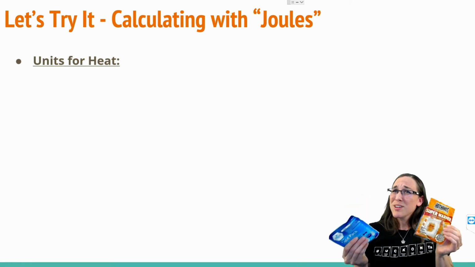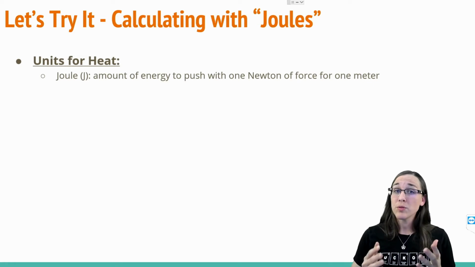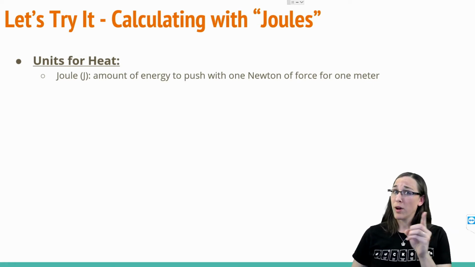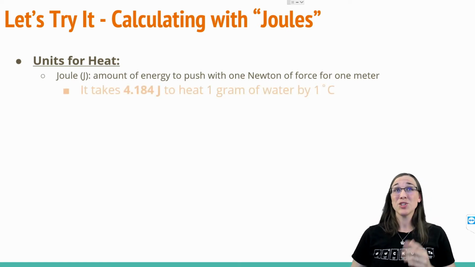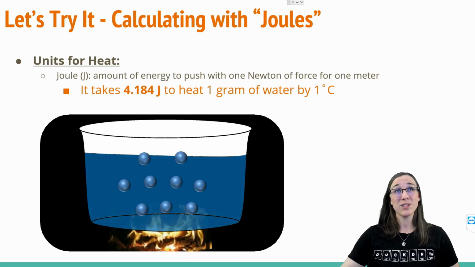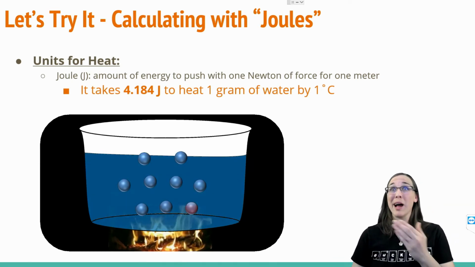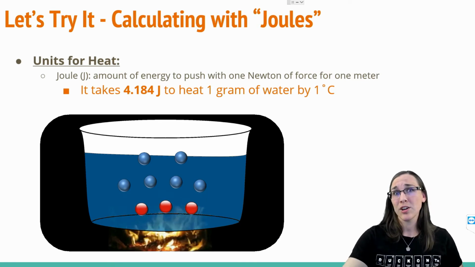But what are the units for heat anyways? We're going to use the unit of joules. Now, a joule is defined as the amount of energy to push with 1 Newton of force for 1 meter, but we're going to use this in reference to water. We're going to say that it takes 4.184 joules to heat 1 gram of water by 1 degree Celsius. I find that it makes more sense to remember this as a conversion factor.